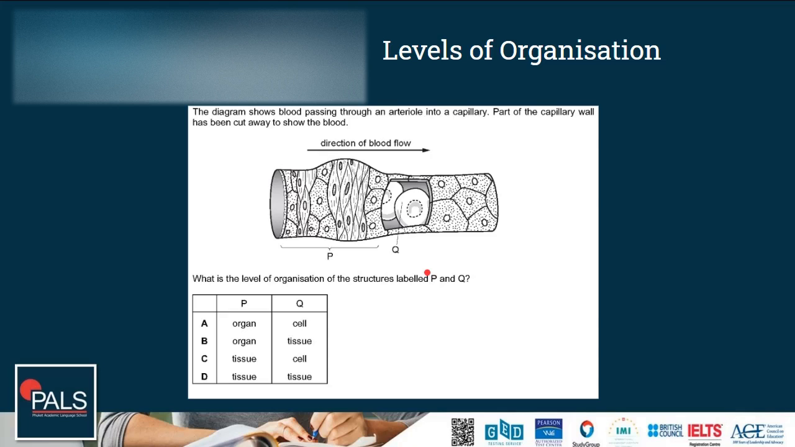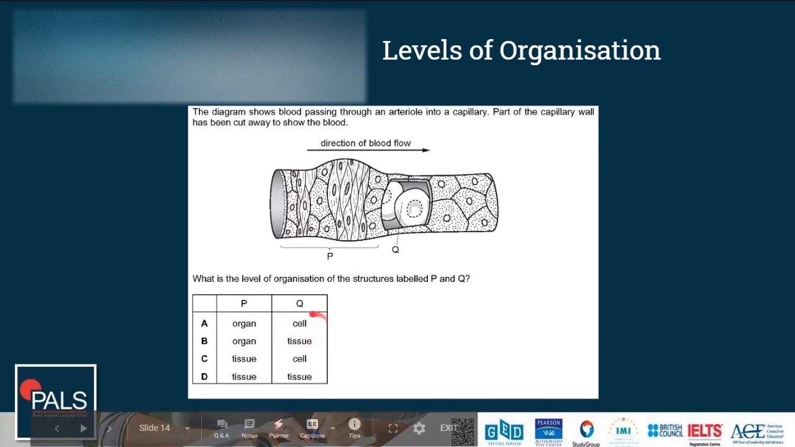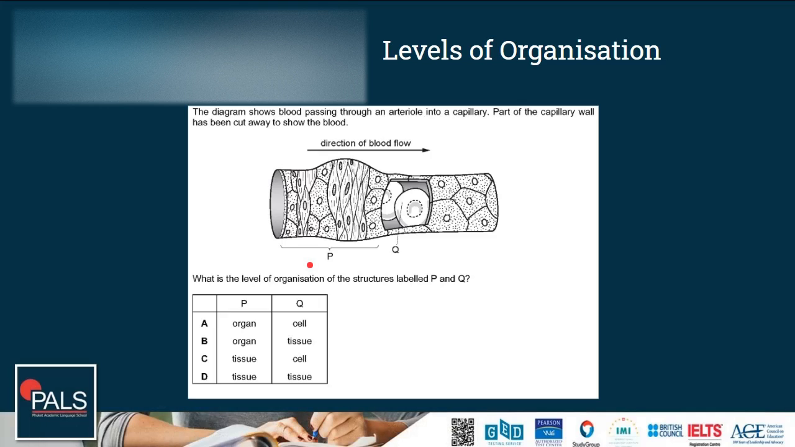All right, so the easier part should be the label Q here. Label Q points to a red blood cell, and a red blood cell is a single cell, which is on this level of organization, a cell. So is either A or C the correct answer? Then we have here a group of cells. So the first intuition should probably be, because we have a group of cells, that's probably a tissue. But it is not a tissue.